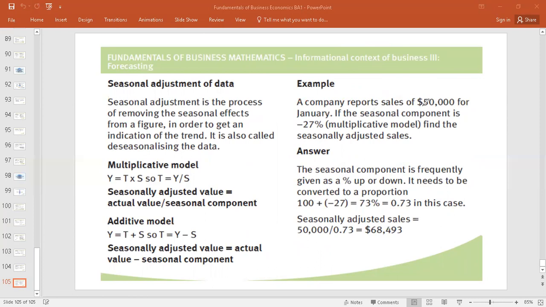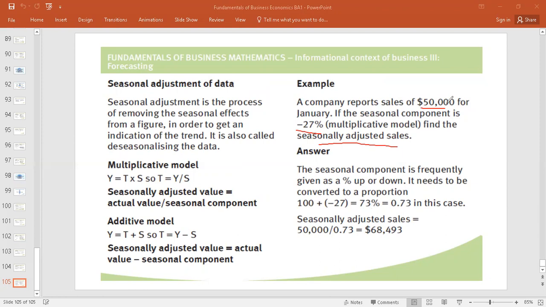A company reports sales of 50,000 for January. If the seasonal component is minus 27%, that's a multiplicative model, find the seasonally adjusted sales. So if this seasonal component adjustment is made, what would be the seasonally adjusted sales? If it is a multiplicative model, minus 27% is given as a percentage up or down. Because it is going down, out of 100, minus 27% is deducted, leaving 73%.